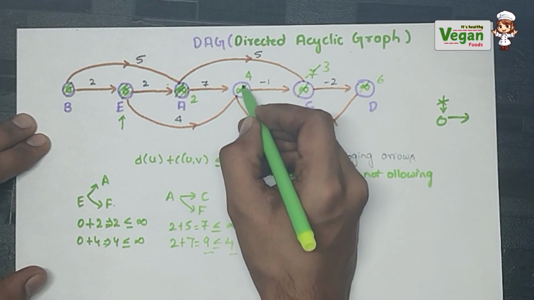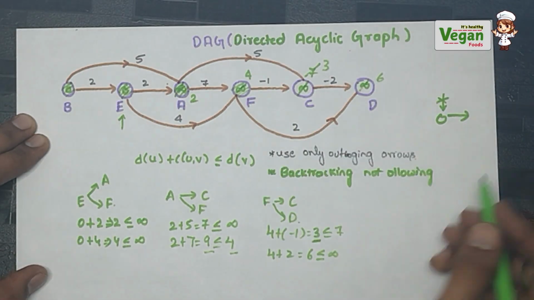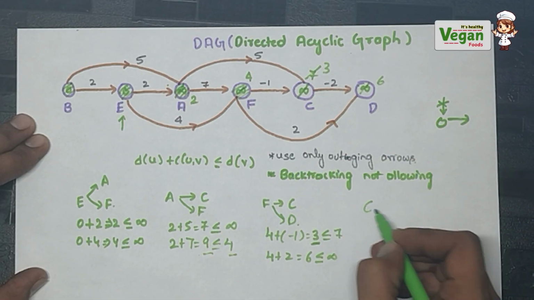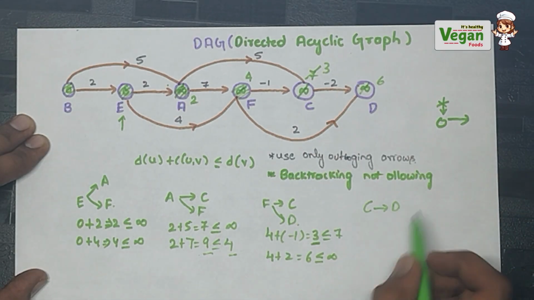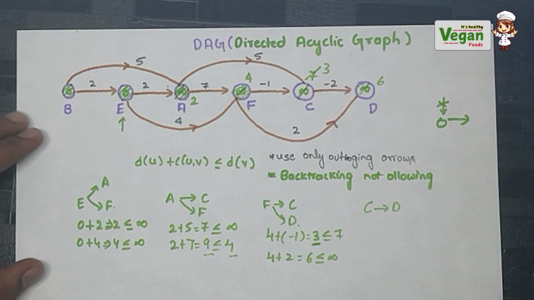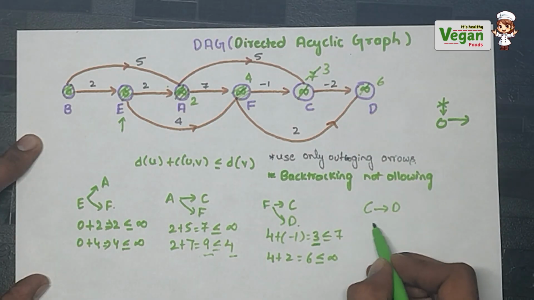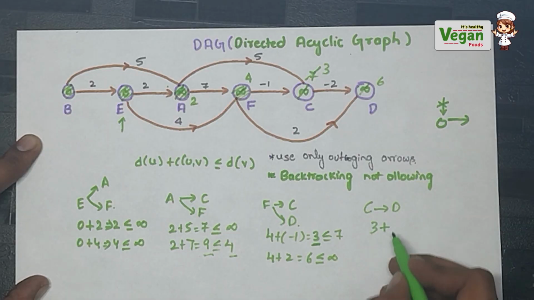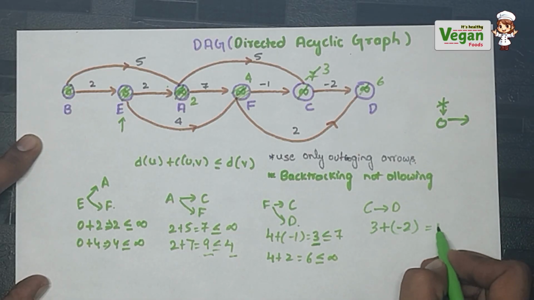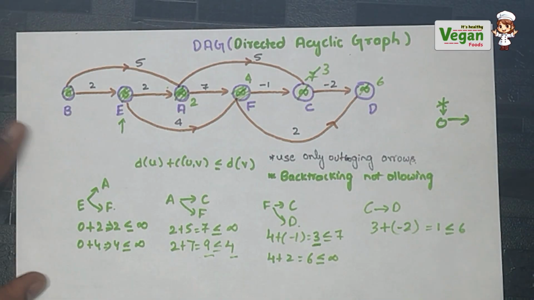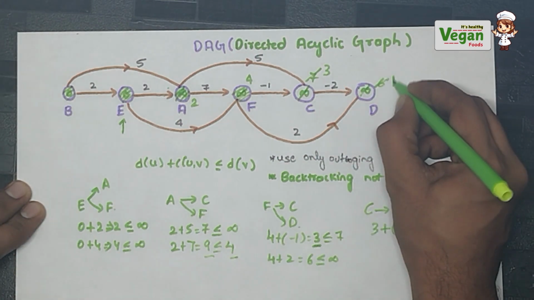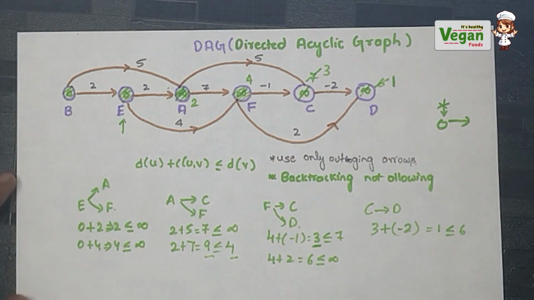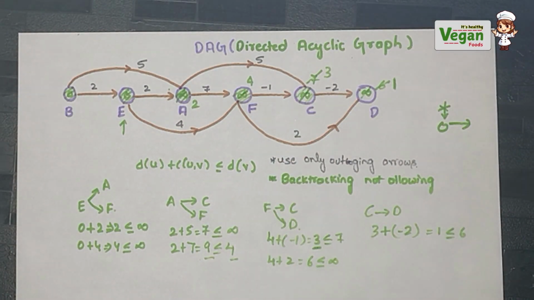Now I have completed the F node. F node value is equal to 4. Next, the C node. From C only one possibility is there: I can go to D. Now the updated C value is 3, plus from C to D it is minus 2. So 3 minus 2 is equal to 1. 1 is less than or equal to 6. So I will cancel 6 and write 1. Now C node is over.